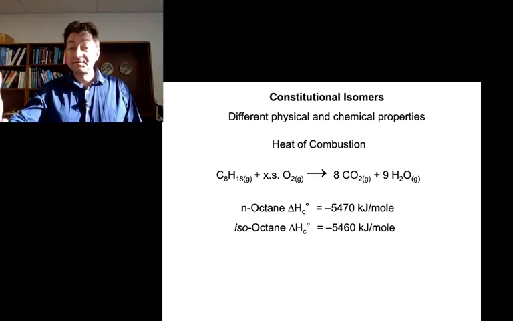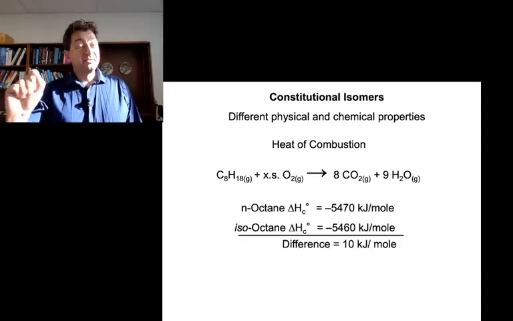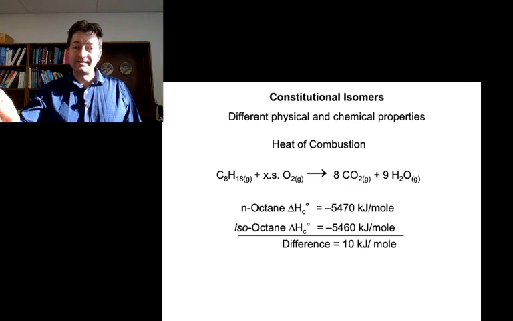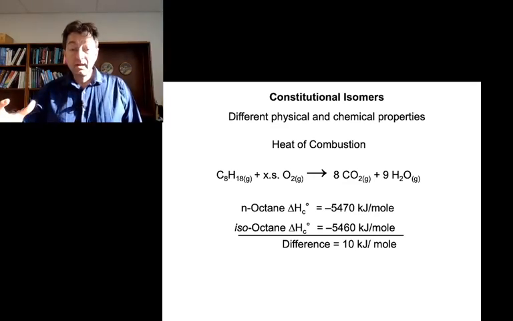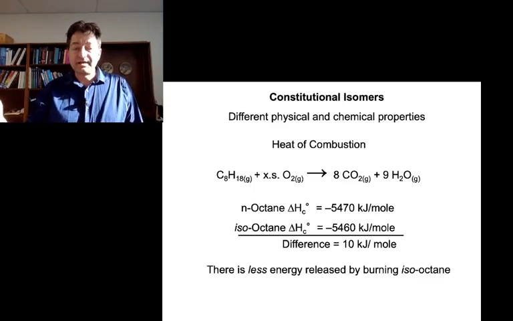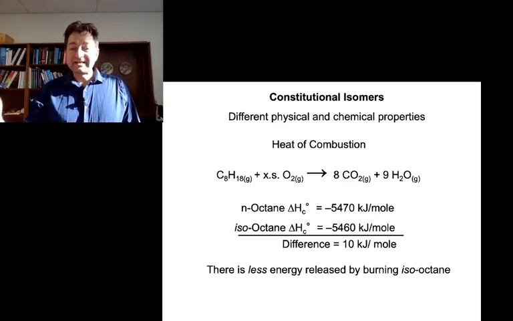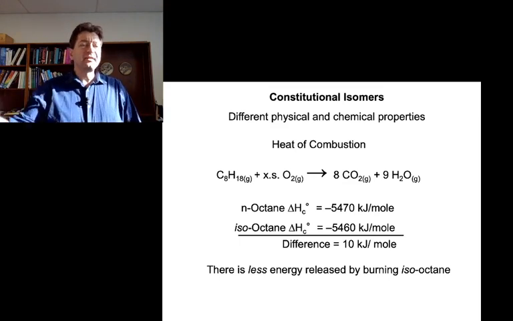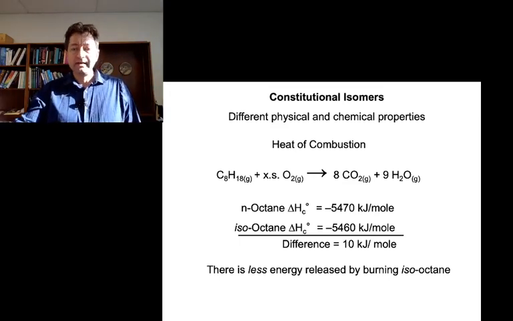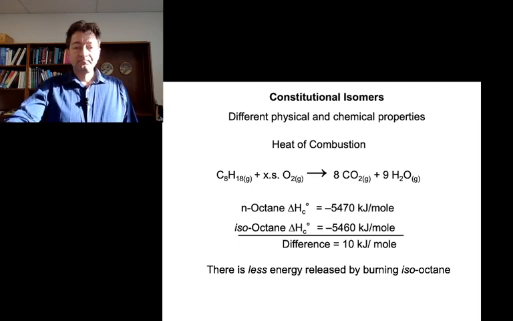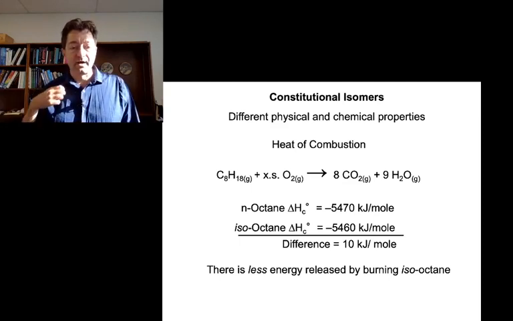That means there's a difference of 10 kilojoules per mole between these two molecules that have identical molecular formulas, identical chemical formulas. So what we're seeing here is that there's less energy released by burning 1 mole of isooctane than by burning 1 mole of n-octane, which I think is really interesting. The same chemical formula, but there's a difference in the molecules. And do we see this trend continued across other molecules?